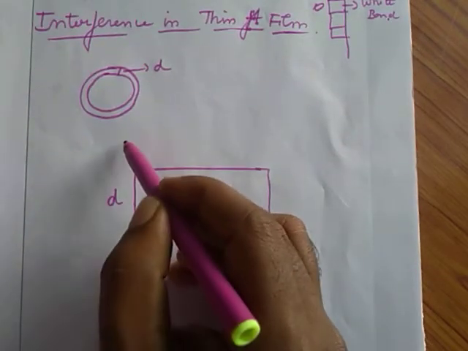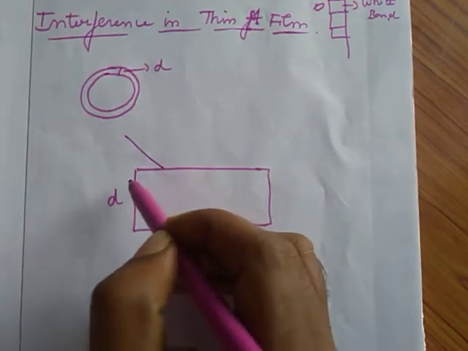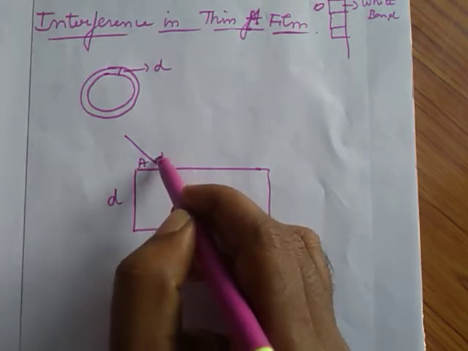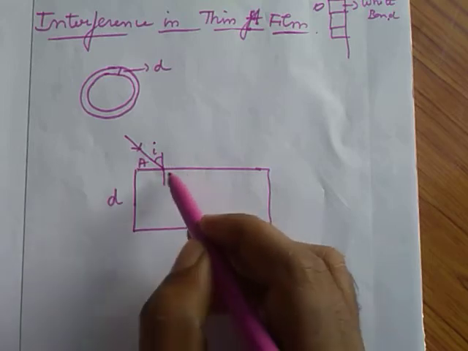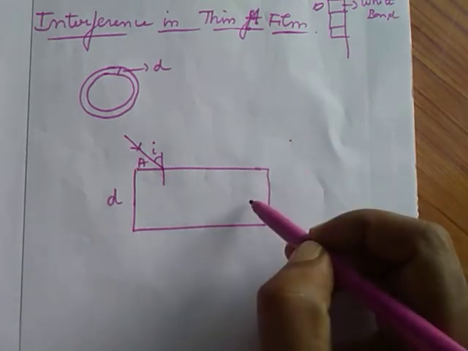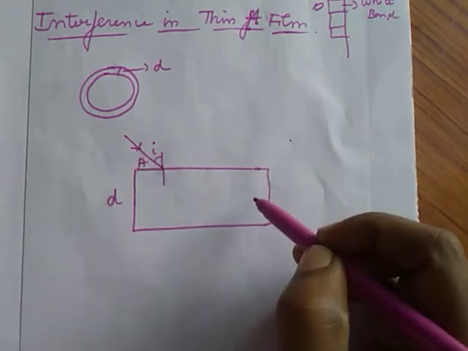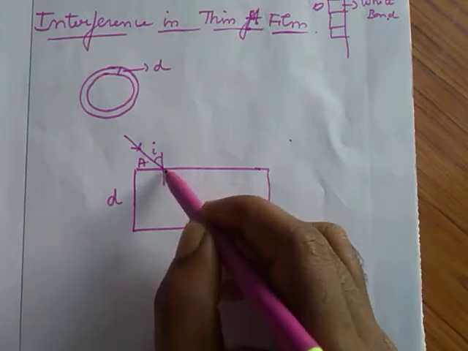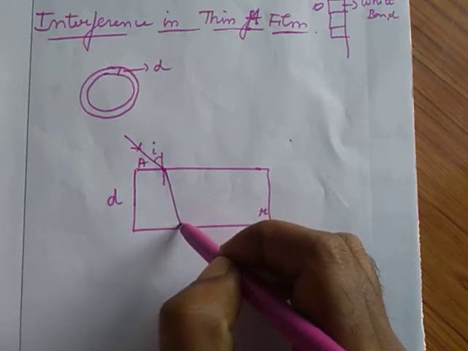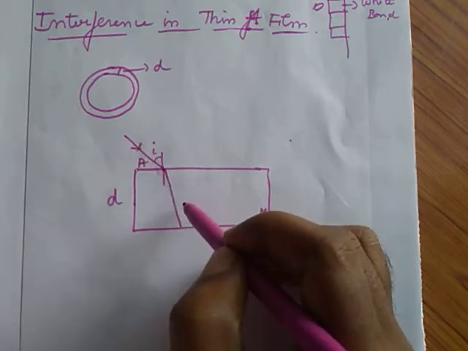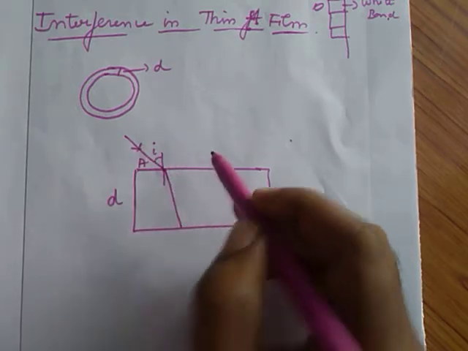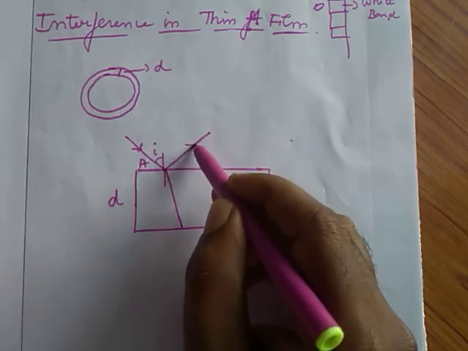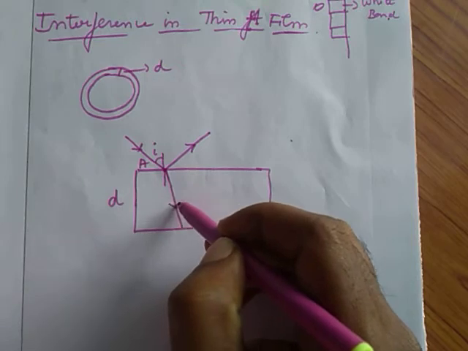Here a ray of light is incident on the upper surface at the point A. This is the normal, and this is the angle of incidence i. Here is the air medium, and that is the soap medium having the refractive index mu. So it will bend towards the normal, because the ray of light travels from a rarer to a denser medium. At the same instant, a part of the light is reflected and a part of the light is refracted.